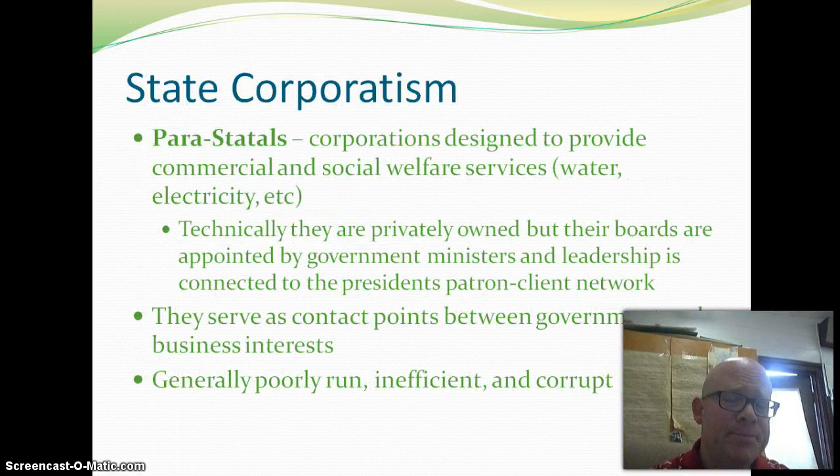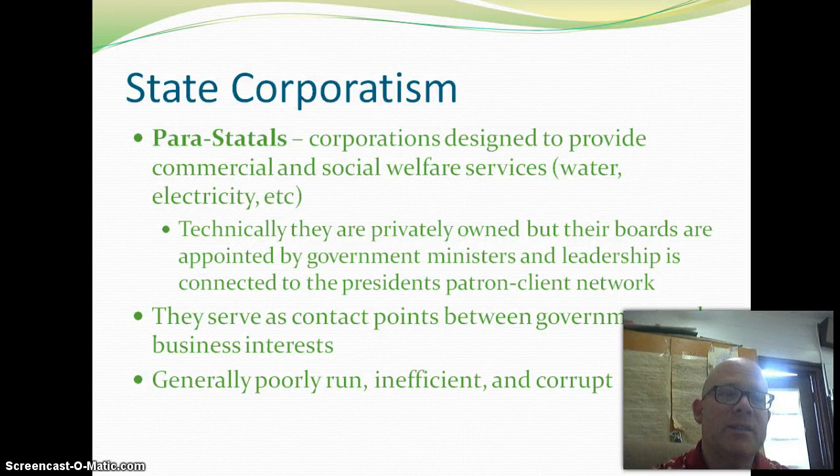State corporatism. Again, Nigeria doesn't have plurality where you have openness and open communication between the different groups and an open market. They basically have something called parastatals. These parastatals are corporations that are designed to provide specific services, social welfare, things like water, electricity. Technically, they are privately owned, but their boards are made up of government ministers, and their leadership is connected to the president or the military leader's patron-client network.